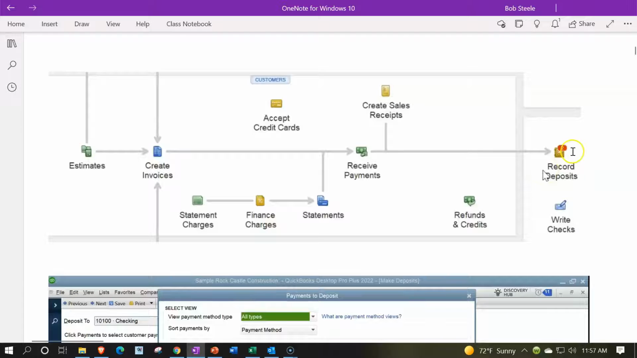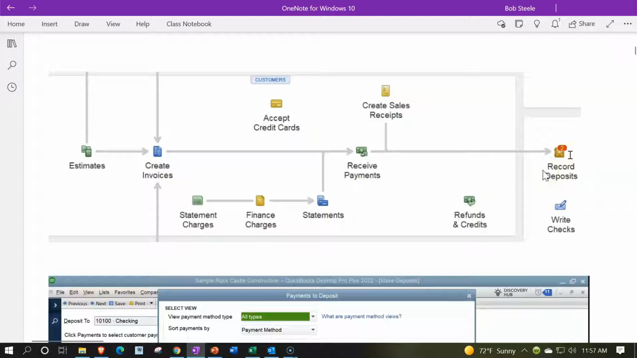This number 2 in the deposit form represents that there are items reflected in undeposited funds, meaning they went through the receive payment or the create sales receipt, one or the other, and went into undeposited funds, and they're waiting to be deposited. QuickBooks makes it easy to group those deposits together so that when they do the bank reconciliation, it'll be grouped in the proper format. So that's the idea of this deposit process.